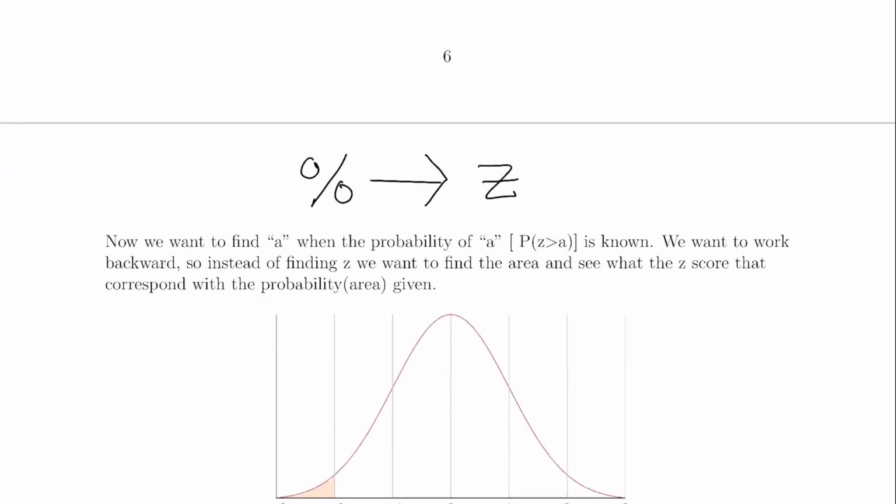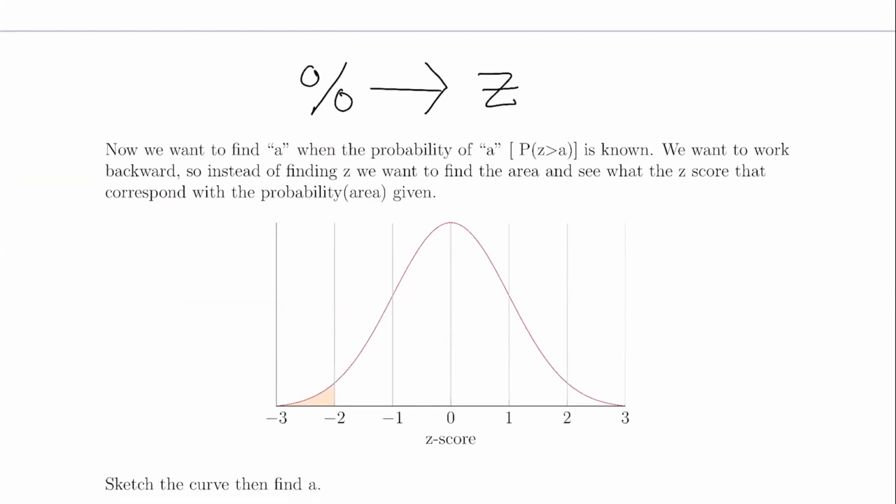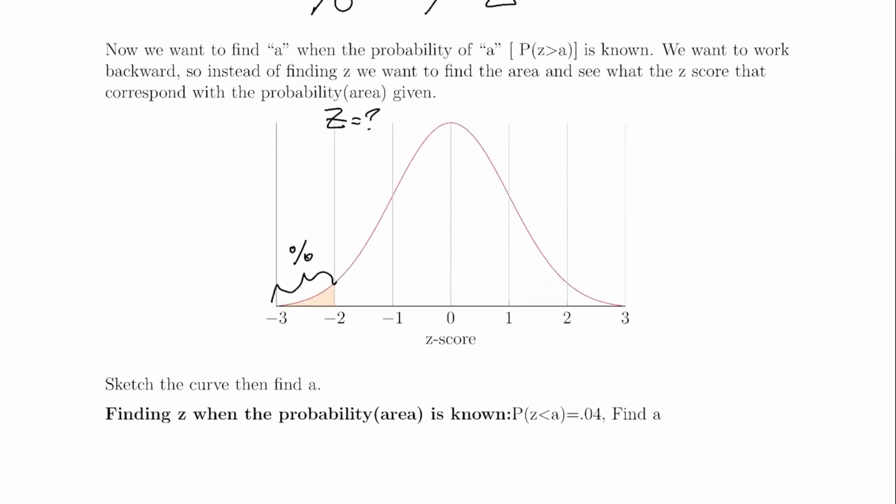So let's go ahead. For this one, we're going to be given this percentage. And what we have to do is find the Z value that corresponds to that percentage. So for the next couple of problems, we're going to be given the percentage and we have to find the Z value that corresponds to it. So let's go ahead and do a problem.